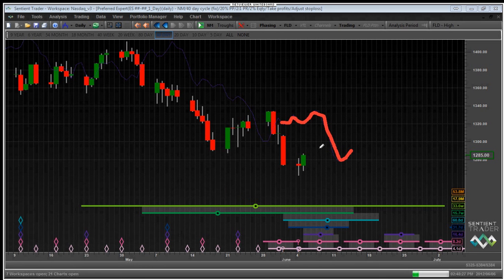Now, when price crosses that FLD, I would be interested in entering a long trade. Okay, and so let me just draw over that FLD because you probably can't see it. And there we go. There is the 20-day FLD based on the high price. When price crosses that FLD, I would be interested in taking a trade. Okay, and I would enter the trade as price crossed that FLD.